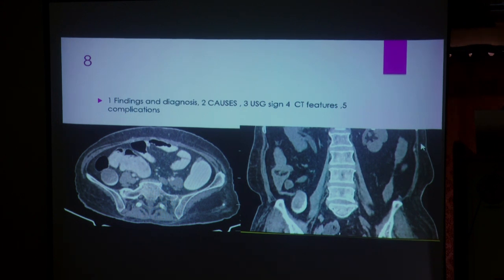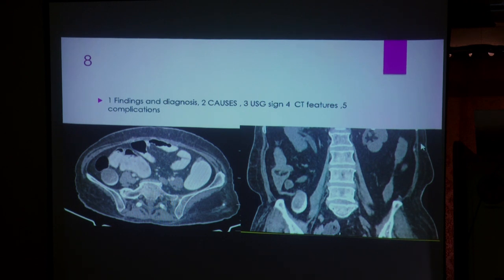So what's the diagnosis? CT features and complications. Here you are seeing a cystic lesion. This is the cecum, and adjacent to that you are seeing a cystic lesion. This is the appendix and the terminal ileum. So this is a mucocele of the appendix. The findings will be a cystic lesion with a mural calcification.